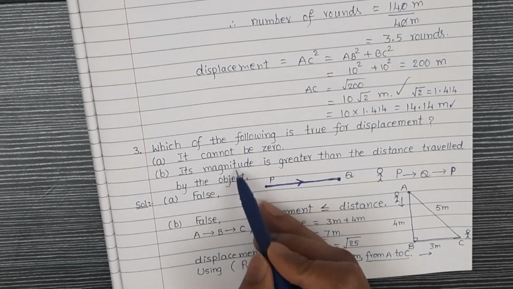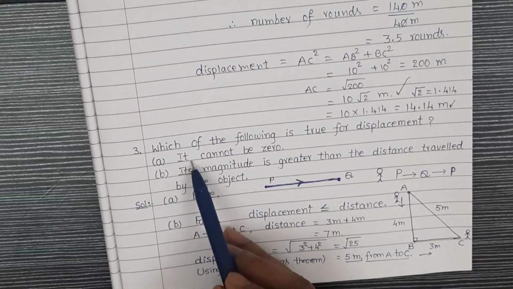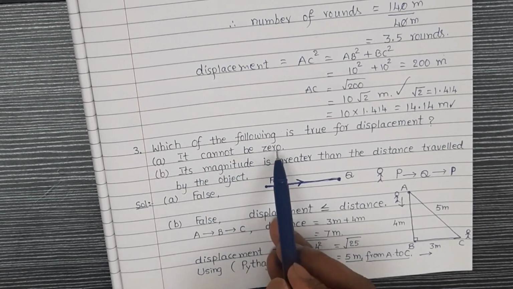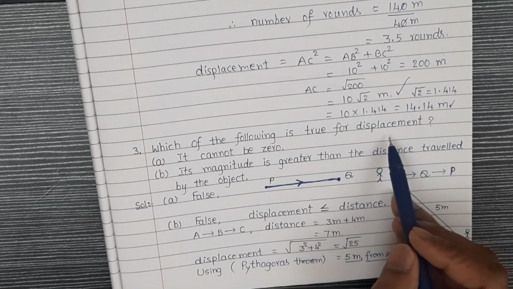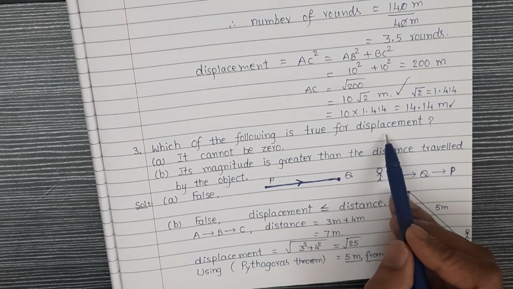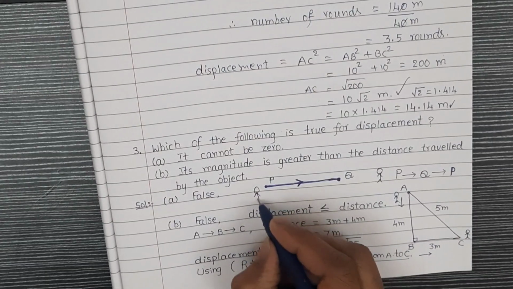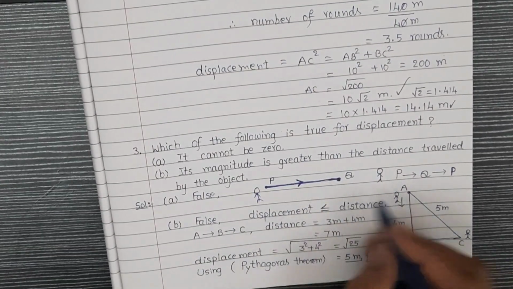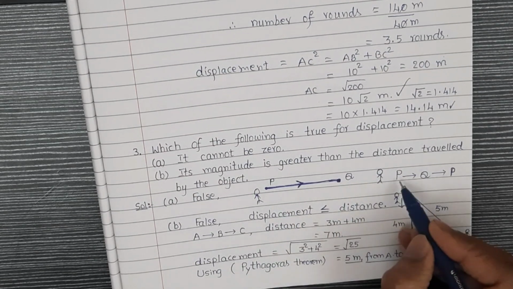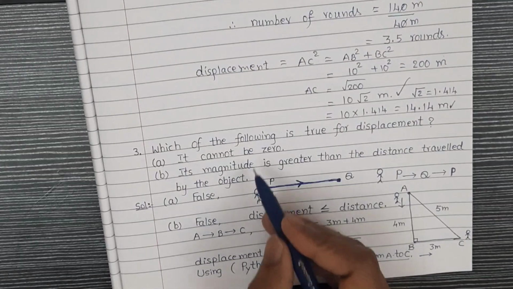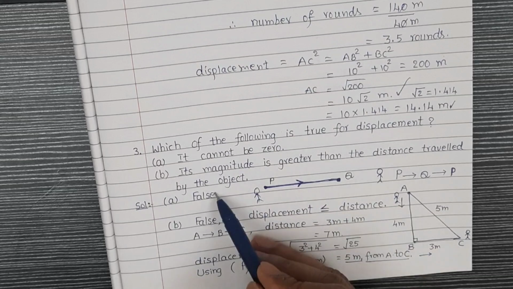Both the statements are false. Here they are asking which of the following is true for displacement. They are saying displacement cannot be 0, but displacement can be 0, as we have seen in the previous question. In question number 1, it is very clearly evident that when the person has started from point P to point Q, and if he comes back, P to Q, Q to P, that means his displacement is 0, but that statement is saying it cannot be 0, which is false.